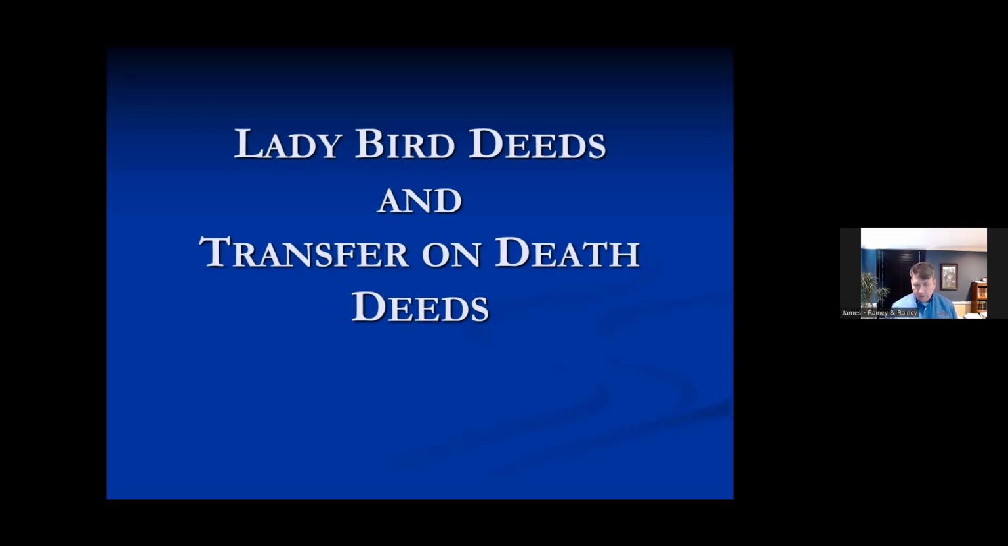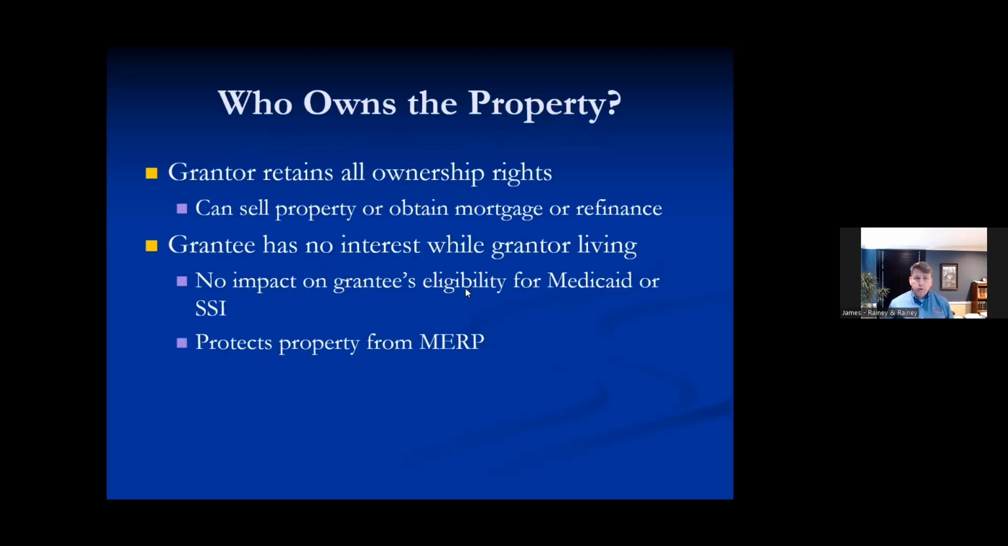So let's talk about some of the differences. You are called the grantor when you sign a deed. You are granting a right to somebody else. The person who's getting the interest that you're giving is called the grantee. So the grantor signs a deed transferring ownership, but when they sign a Ladybird deed or transfer on death deed, which we'll call a TOD, T-O-D-D, we retain the right as the grantor to still own the land and do whatever we want with it.